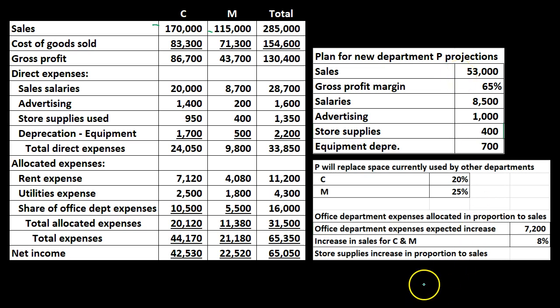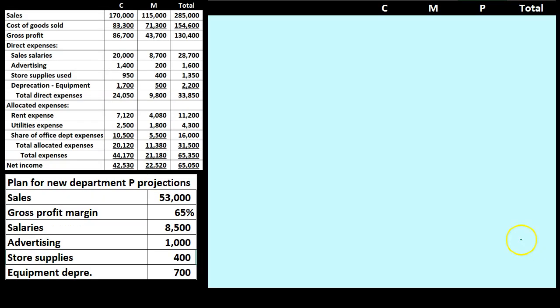Store supplies increase in proportion to sales. So when we're considering the store supplies, it's going to go up with relation to the increase in sales, in essence, an 8% increase. So let's start to construct our projection. We're going to have C, M, and now P, our three departments that we will be constructing for. We're going to say that the sales is going to be our top line number.